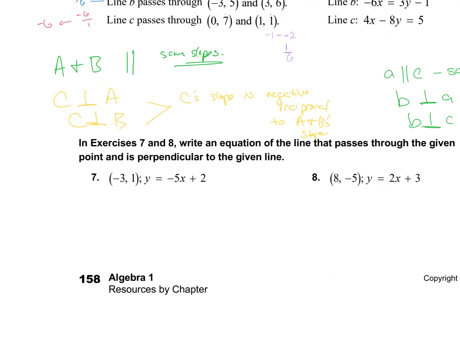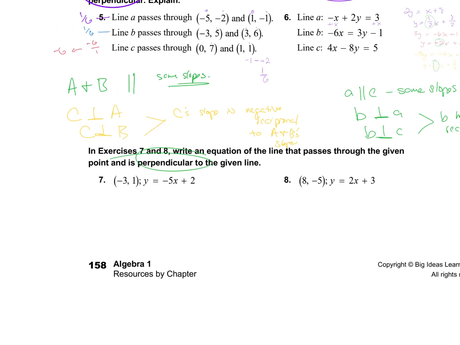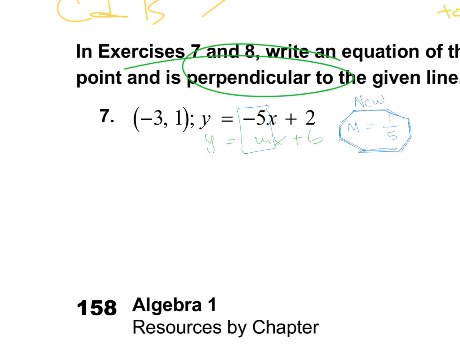In 7 and 8, write an equation of a line that passes through the given point and is perpendicular. So again, we need the slope. Hey, look, there it is, because it's in slope-intercept form. So there's our slope. The new slope is going to be positive 1/5. This is our new slope, okay? I'm going to put him in a fancy box because he's new. It's 1/5. So we're going to do the point-slope form.